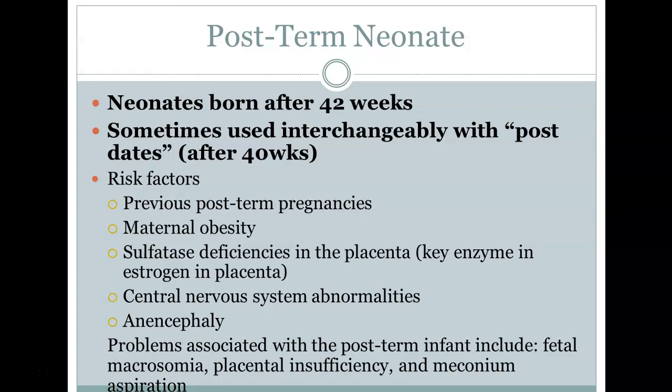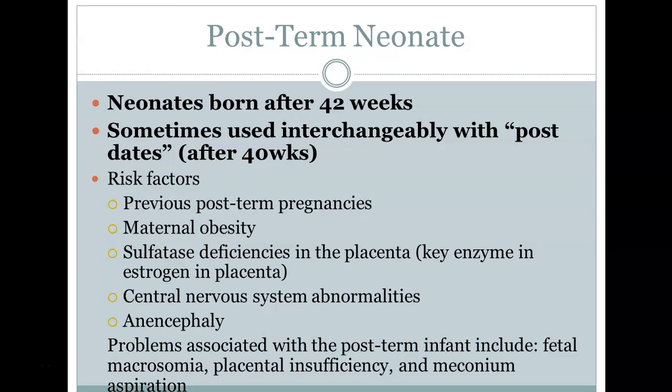Problems associated with the post-term infant include fetal macrosomia, placental insufficiencies, and meconium aspiration. We find that when babies pass their first meconium in utero, oftentimes it's due to stress. So if an infant is stressed, the anal sphincter will relax and will release the meconium. Being in an environment where you are post-term, you have a placenta that's not functioning as well, you have decreased amniotic fluid, you have decreased room because the fetus keeps growing, so they're becoming macrosomic with less room to move around. That puts a stressor on the fetus, and a lot of times, again, that anal sphincter will relax and they will release meconium.